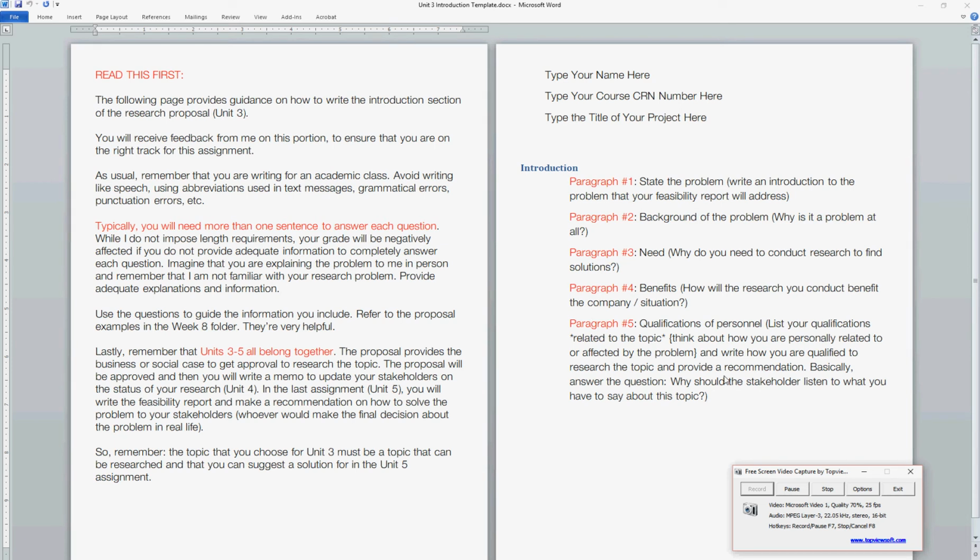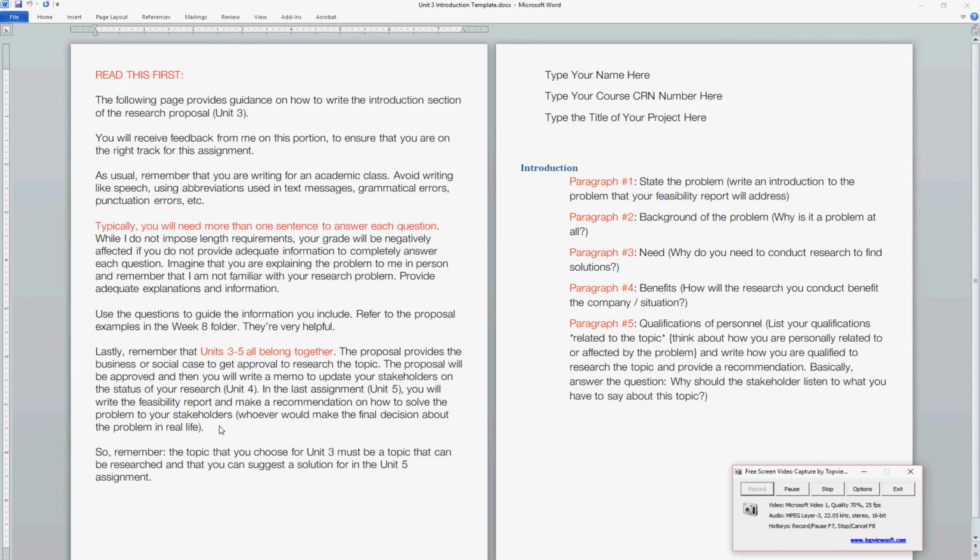I would err on the side of providing too much information versus not providing enough. So think of your proposal as if you're going to give it to your current manager or whoever may be, I refer to these people as stakeholders that you'll see over here. But a stakeholder is just a person that is going to make a final decision about whatever the problem is.